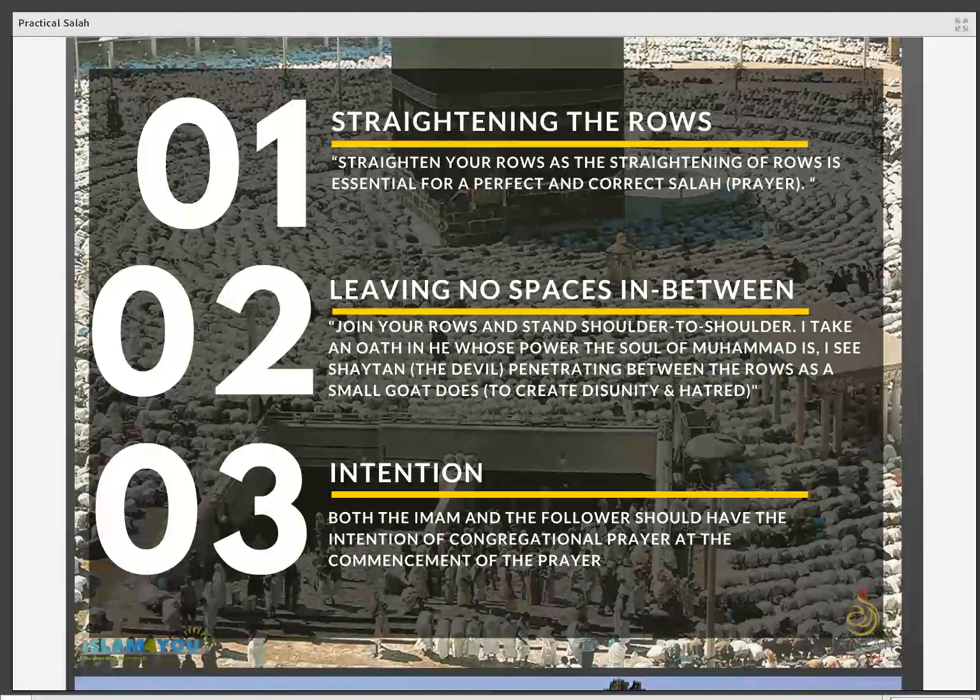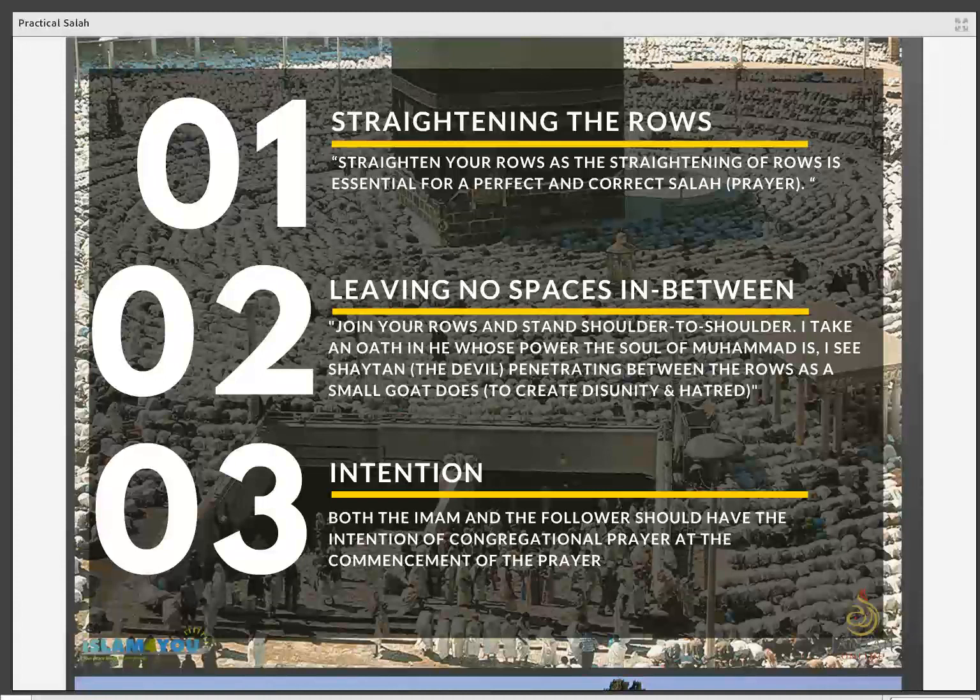Then he mentioned, taking an oath by Him in whose power the soul of Muhammad sallallahu alaihi wasallam is, that is Almighty Allah: I see the devil penetrating between the rows as a small goat does to create disunity and hatred. So just as a goat might be able to fit into the rows, the devil comes in and creates discord and hatred.